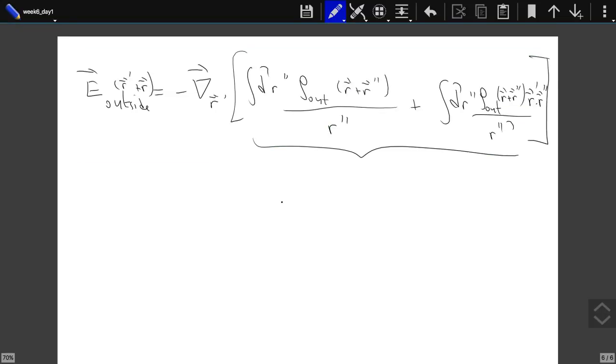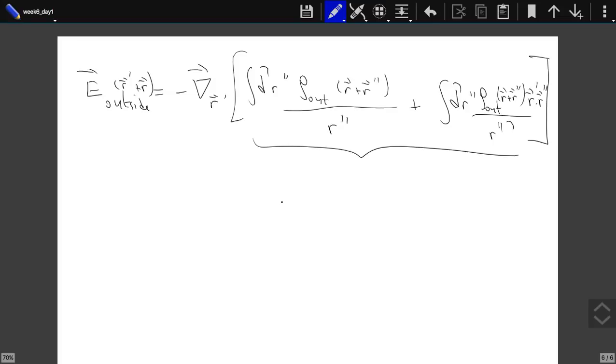The problem is this one. This is what we seem to obtain for the electric field at the point r plus r prime due to the charges outside. And the problem that I'm having with this expression is that, at least if you look at the first term, there is no r prime dependence, so it is just basically 0. The expansion. Well, let's check the expansion.